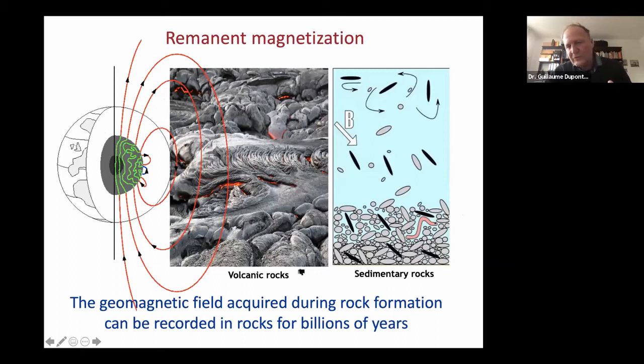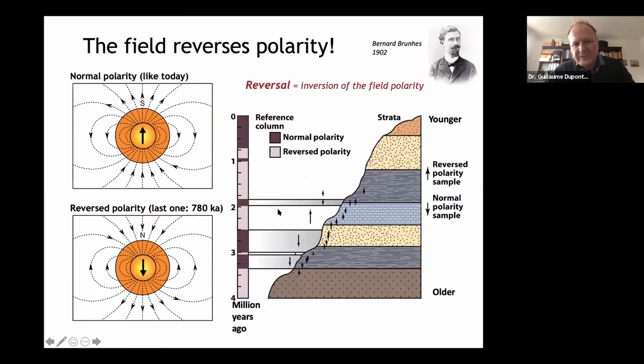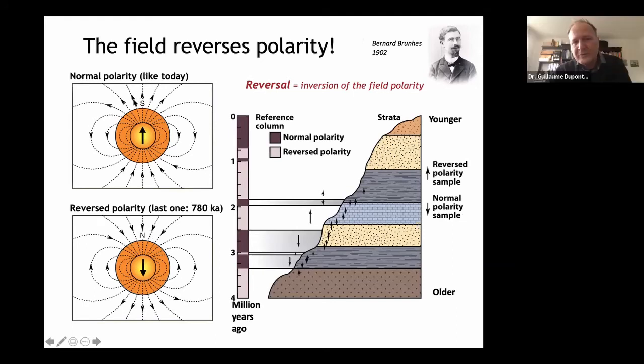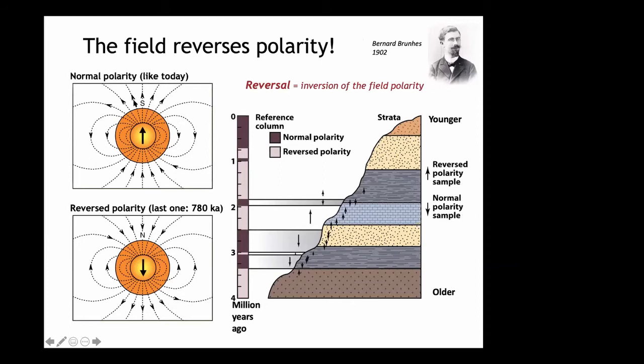When rocks form, they record the magnetic field, a bit like a compass that gets frozen, okay? And then what happens is, the field reverses polarity sometimes, so the North Pole becomes the South Pole. Yeah, I think now I get it.